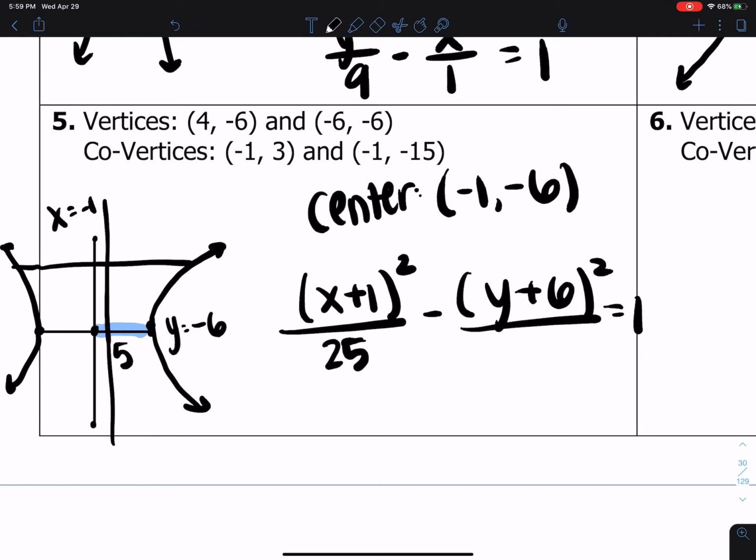And then the distance from the center to a co-vertex, we're going from -6 up to 3, or -6 down to -15, so that is 9 units. So that means that this is 81.